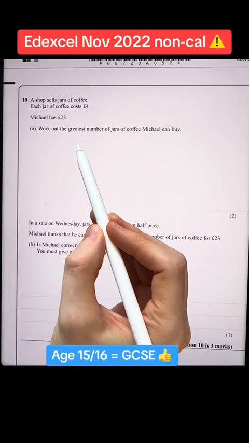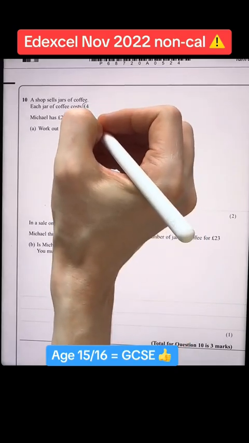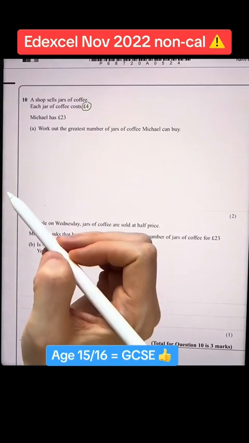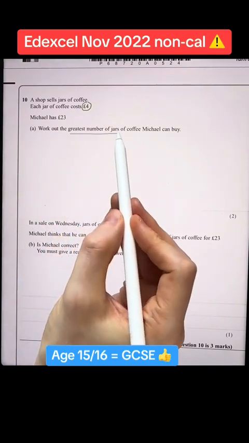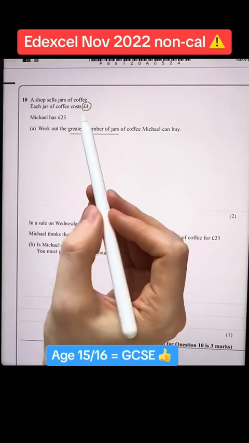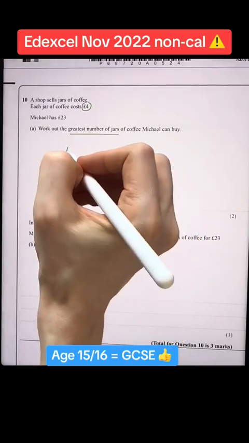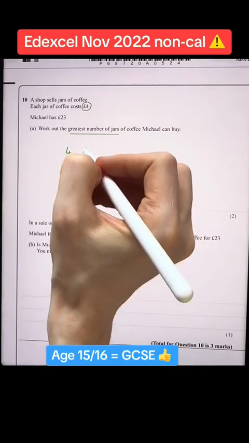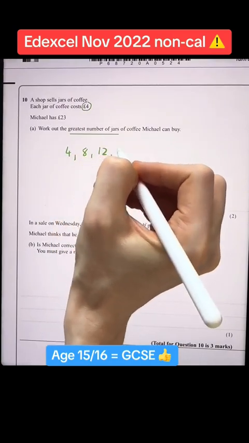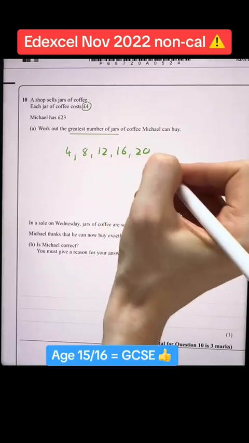A shop sells jars of coffee. Each jar of coffee costs £4. Michael has £23. Work out the greatest number of jars of coffee Michael can buy. So one way is list out our 4 times table, because each jar of coffee costs £4. So 4, 8, 12, 16, 20, and then 24.